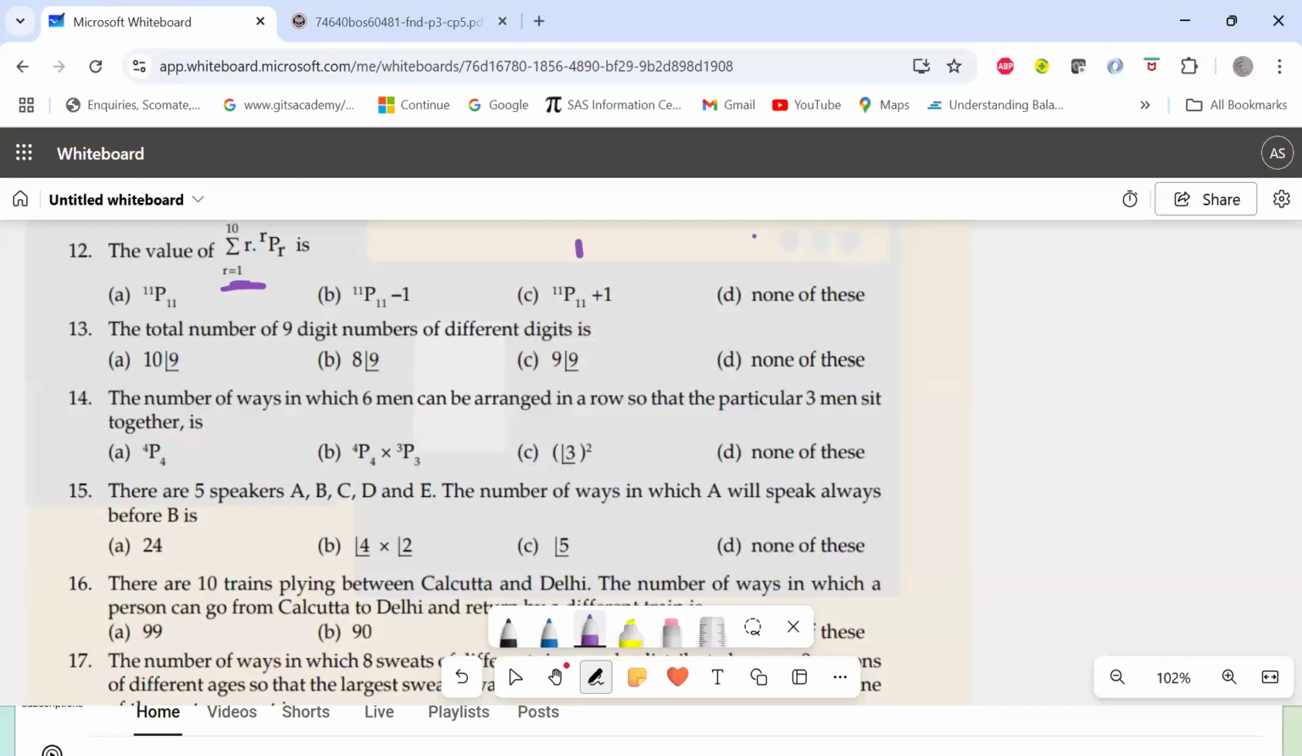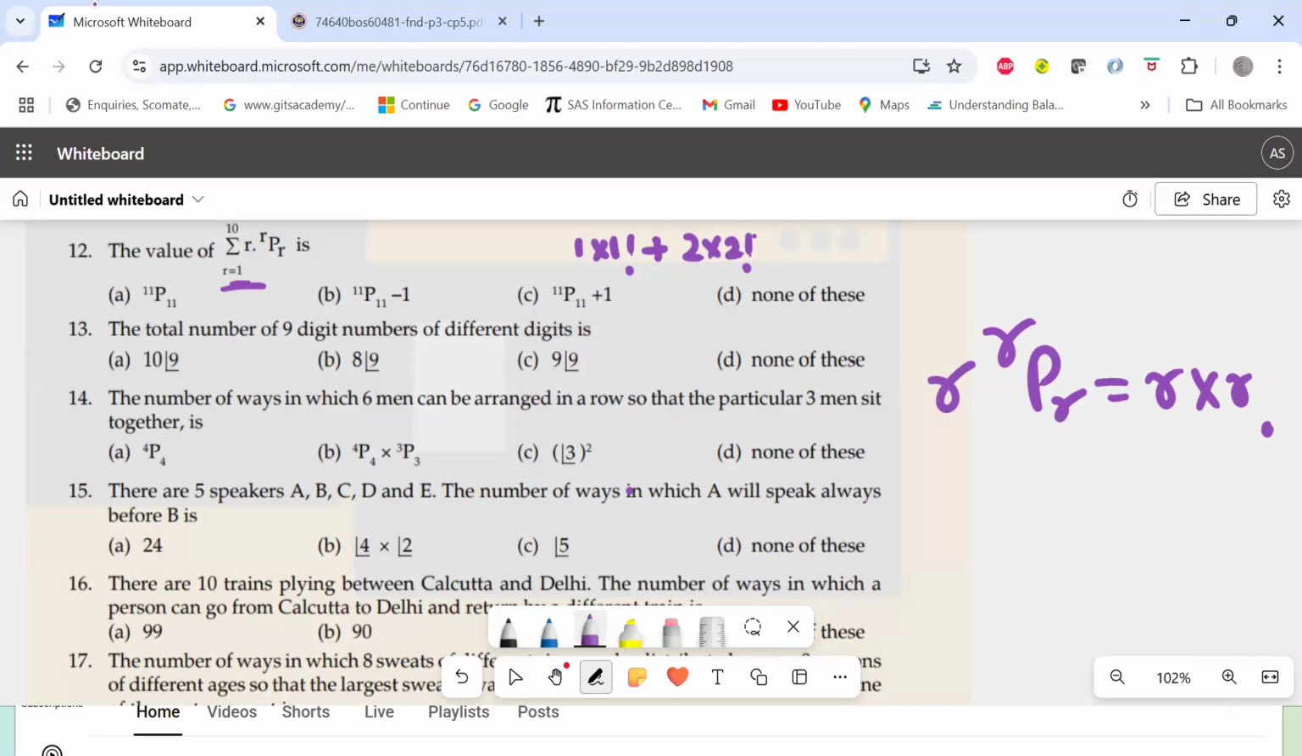It is like R is 1, 1 into 1 factorial plus 2 into 2 factorial. nPn is nothing but n factorial, so I can write it like this. Instead of rPr, I can write r factorial, right? Here they are writing r into rPr, so this is nothing but r into r factorial. Clear, everyone?